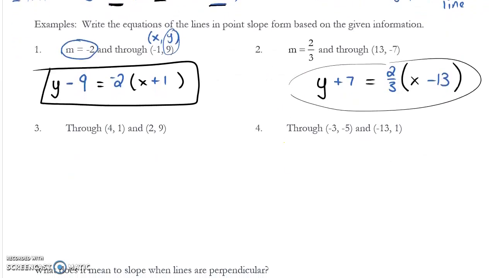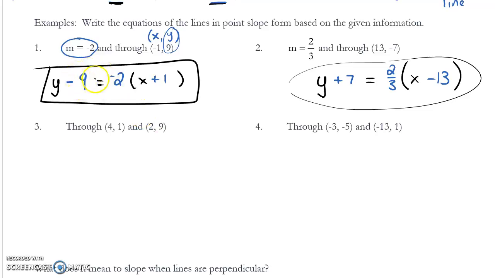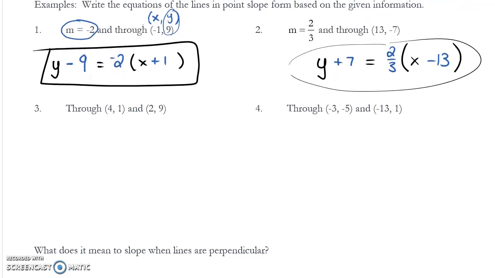3 and 4 are slightly different because, unlike before, you do not have a slope. You have 2 points. You need to find the slope. The absolute most important thing is being able to find slope at this point. So you need to remember that your slope formula is change in y, which is y2 minus y1, over change in x, x2 minus x1. That's your slope formula that you cannot forget. You do that every time you have 2 ordered pairs.